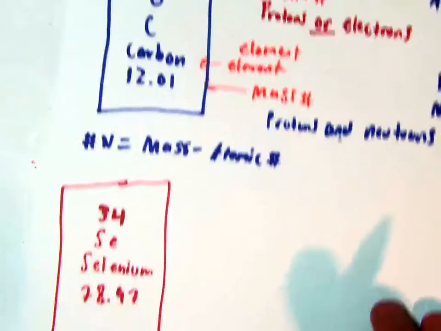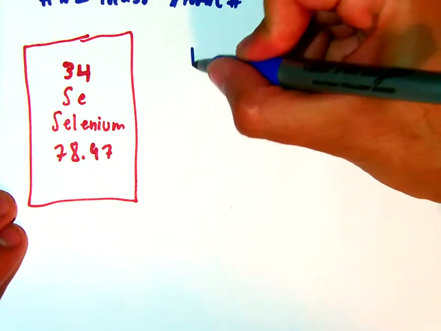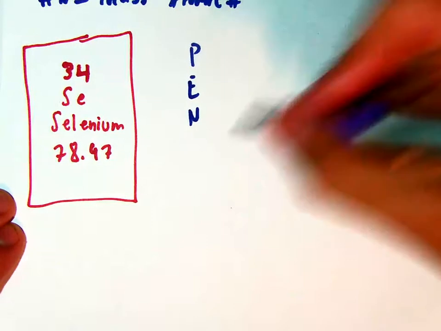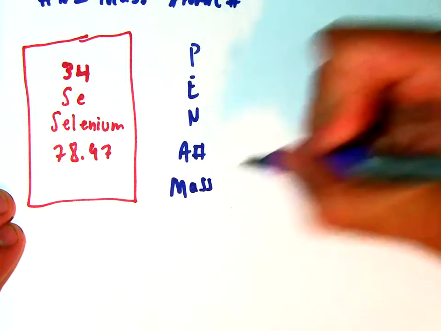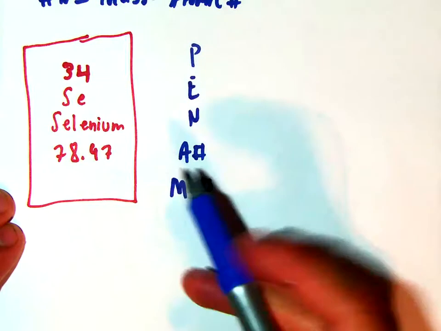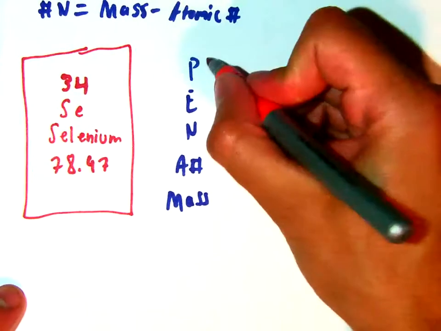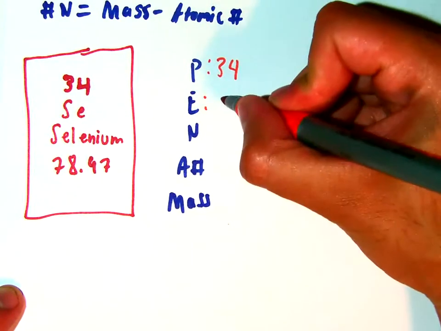So let's say I have this example here in which I'm looking for protons, electrons, neutrons. Let's go atomic number and mass. All of this, I can get from here. Well, protons are going to equal my top number, always, right? 34. Well, if I know my protons, I know my electrons, because protons always equal electrons.